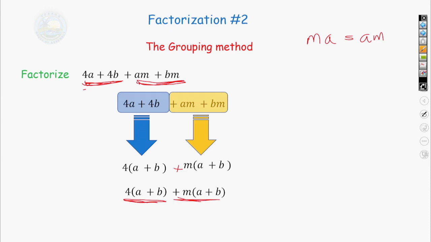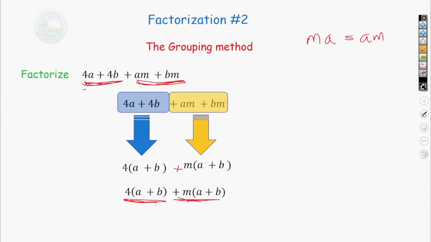For this term, what do I have here? I have 4 and I have (A + B) in brackets. For this term, what do I have? I have M and (A + B) in brackets. Both of the terms have (A + B) in brackets. So therefore, for these two terms, A plus B is a common factor.